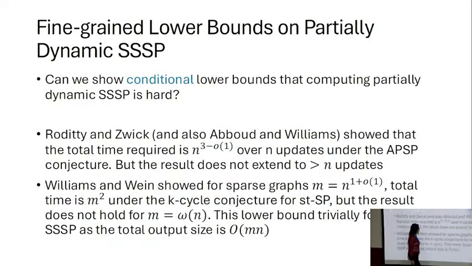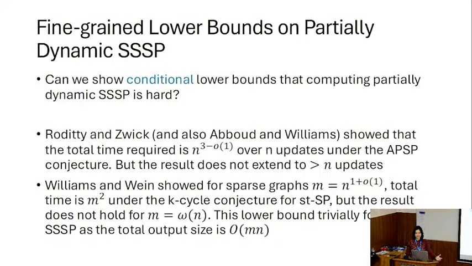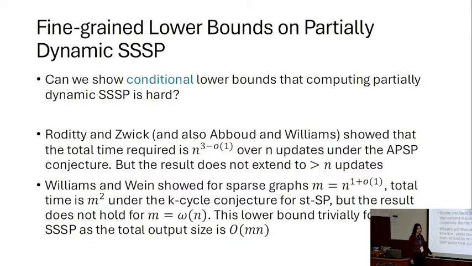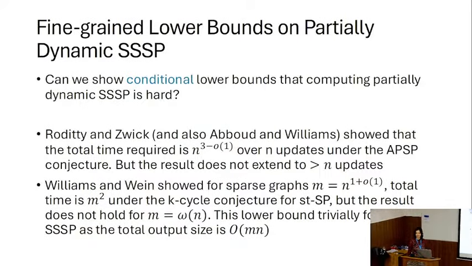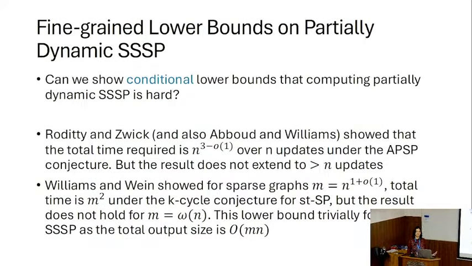For sparse graphs, actually showing such a lower bound for single source shortest path is trivial, because your total output size over m updates is going to be order of mn, and if your m is n, then that follows directly. But that lower bound actually works for ST shortest path, and that's the non-trivial part over there. But it only holds for sparse graphs. So these are kind of evidence that shows indeed exact computation of SSSP, even in the partially dynamic setting, is likely hard.